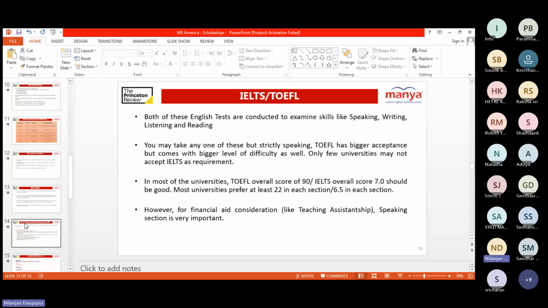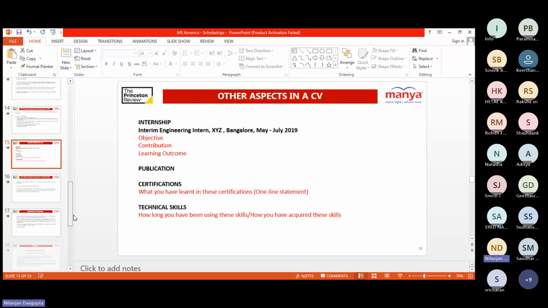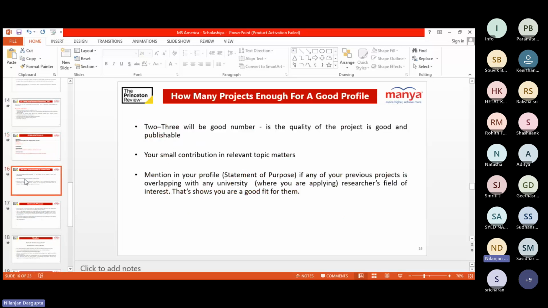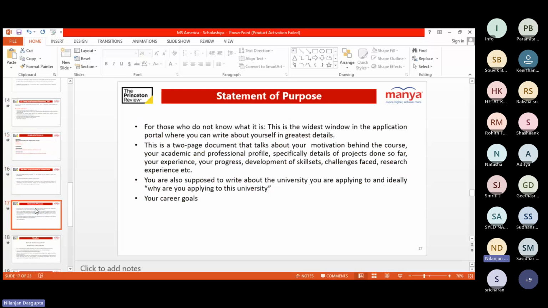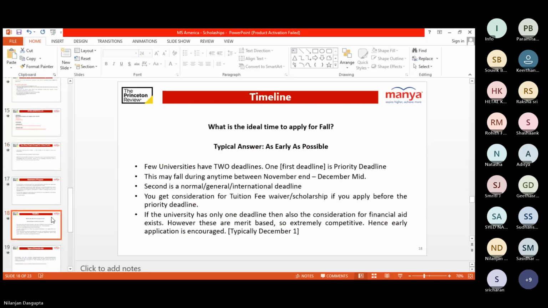Next is the CV. We will, of course, come to the CV part later, and the statement of purpose later. But the CV, statement of purpose, and projects that you write on the CV are once again very important for you. Now, when you prepare a CV, let me tell you, a CV is the first impression about you.